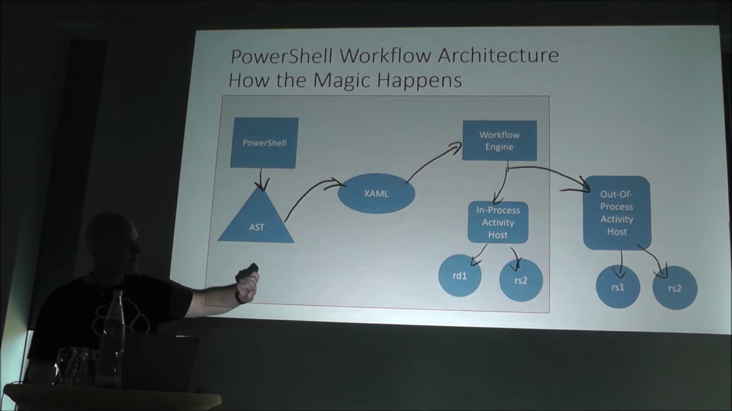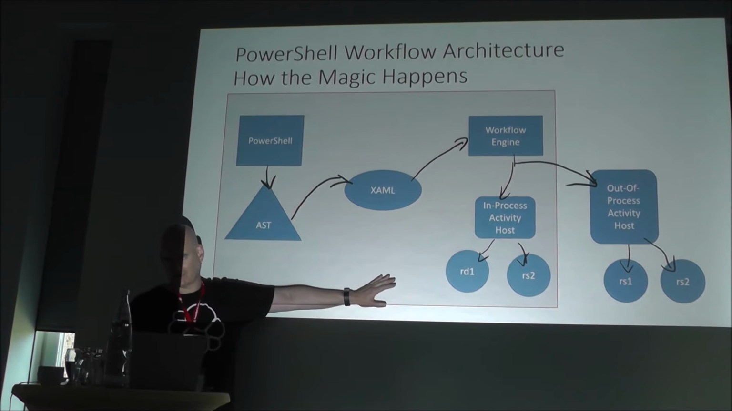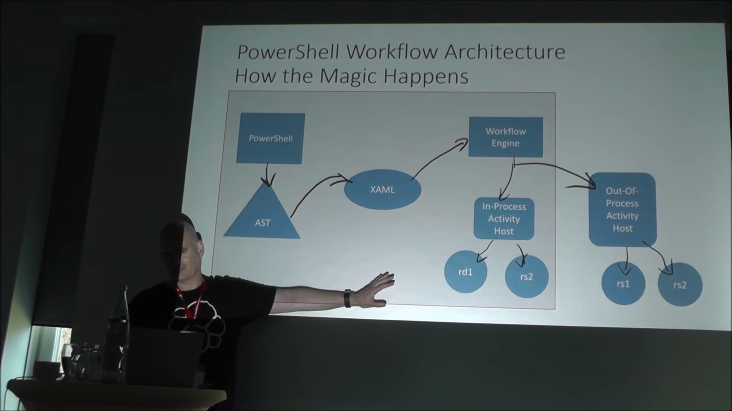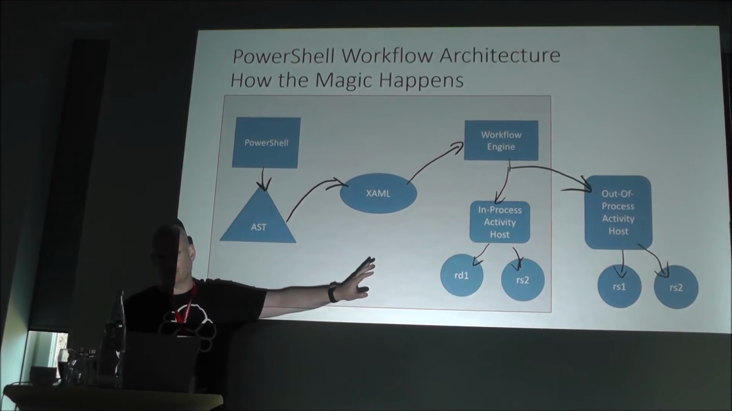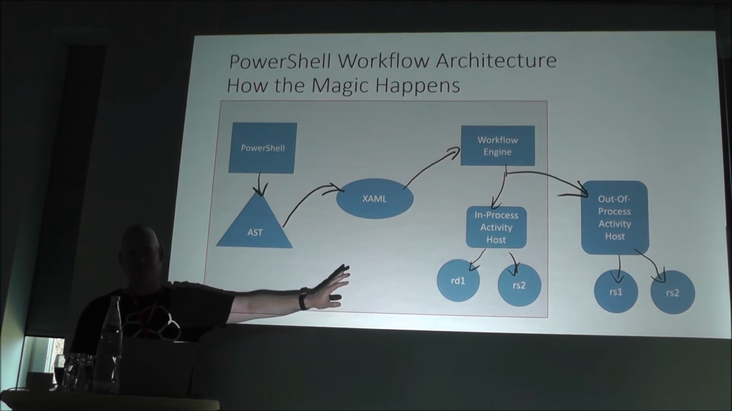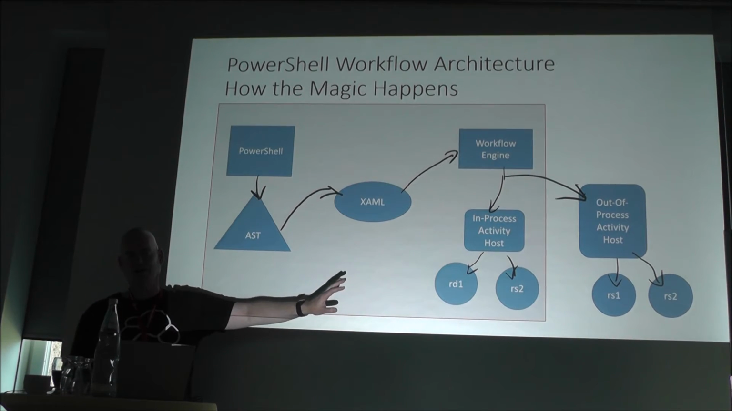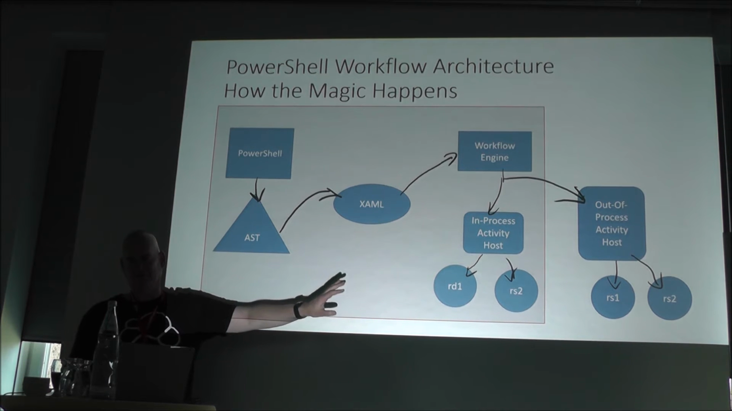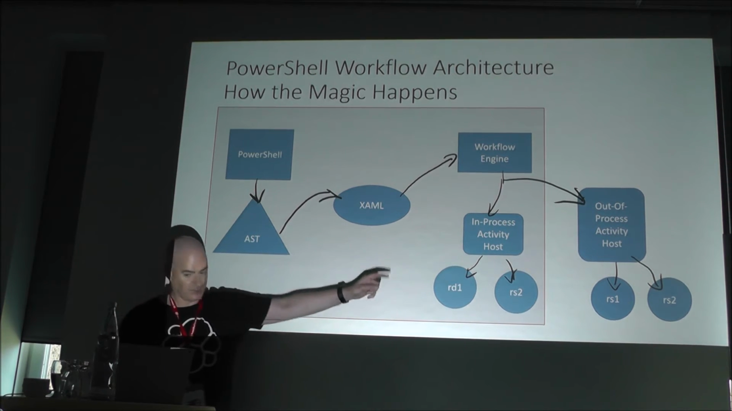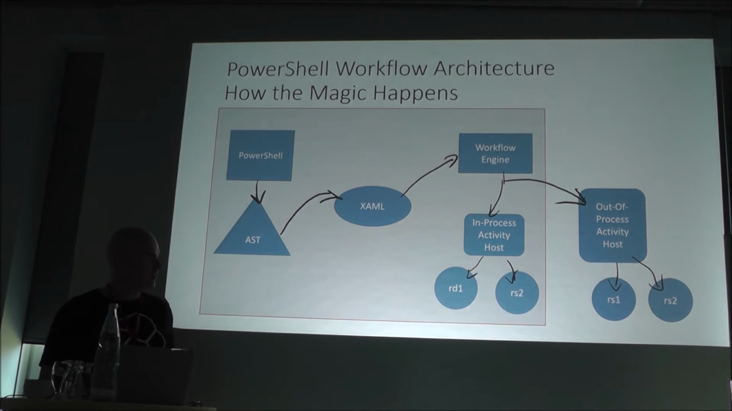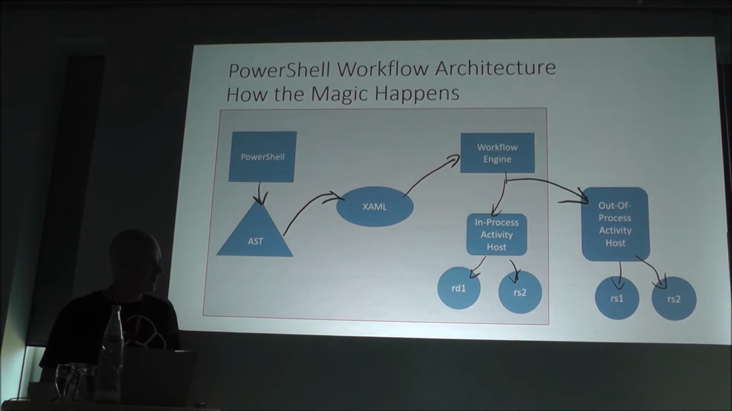I actually meant to put one more picture up here. There's the in-process activity host, where things are slow but not ridiculous. And then there's the out-of-process activity host. And if people notice that there's a new API, you can now create an out-of-process run space or run space pool. That was added for that particular scenario, where you can run things out of process.